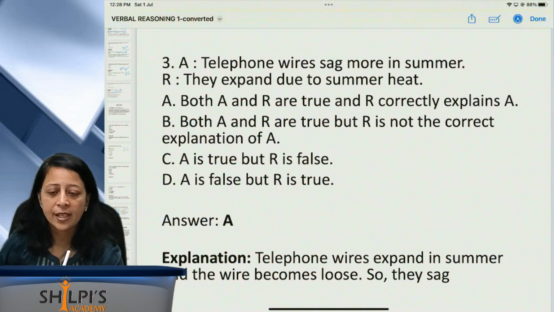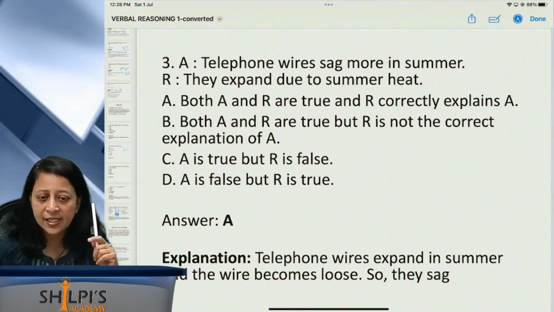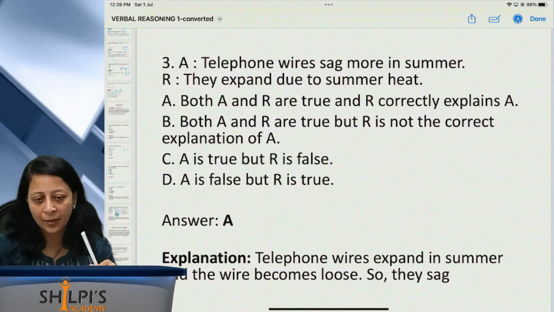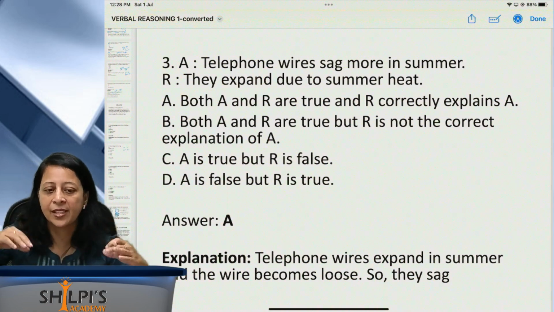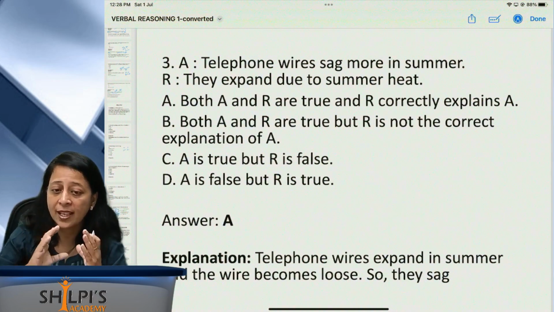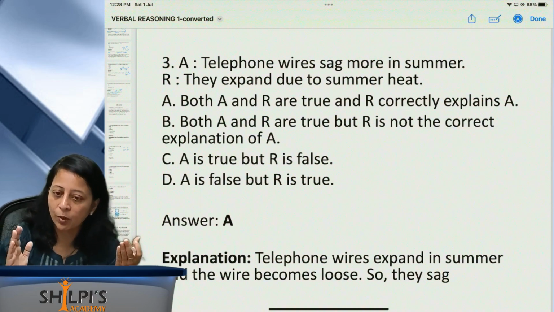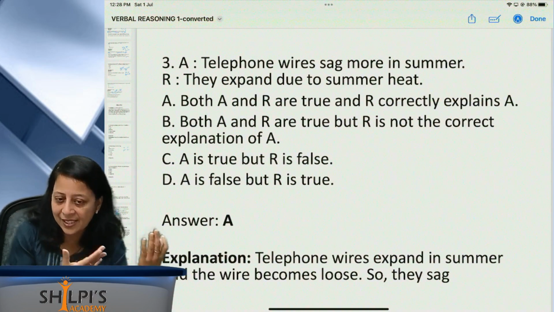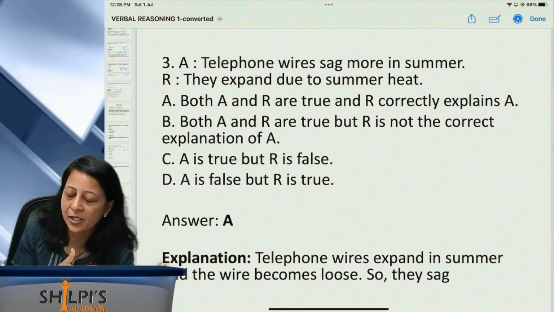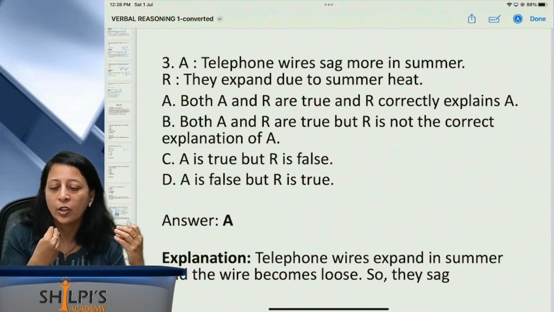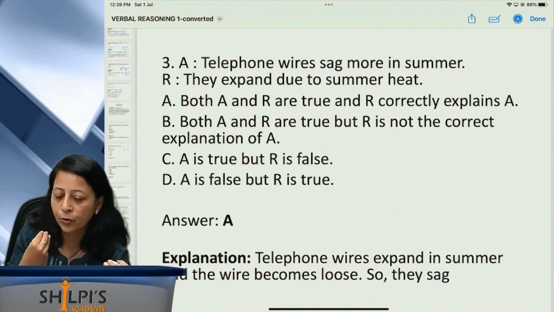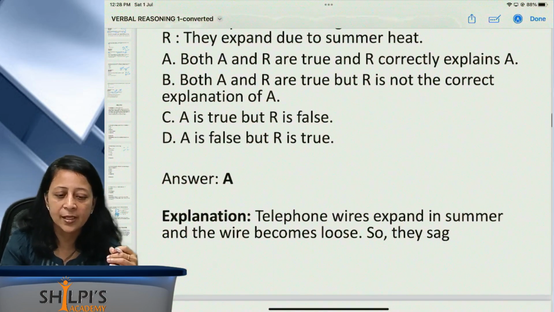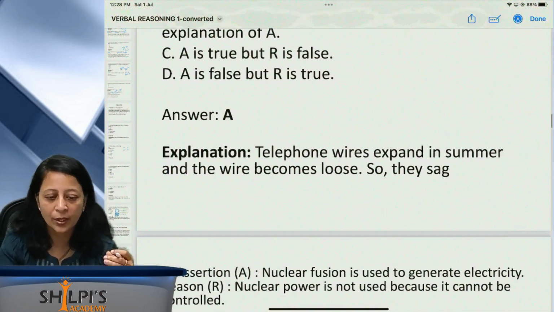Now, the third question: telephone wires sag more in summer, they expand due to summer heat. They sag means they relax more in summer. It's because they expand due to the summer heat. Yes, both are perfect and both are related to each other. It sags more in summer. Why does it sag? Because it expands due to the heat. Okay, so your assertion and reasoning both are true, and R is a perfect explanation for A. Telephone wires expand in summer and the wire becomes loose, so they sag.